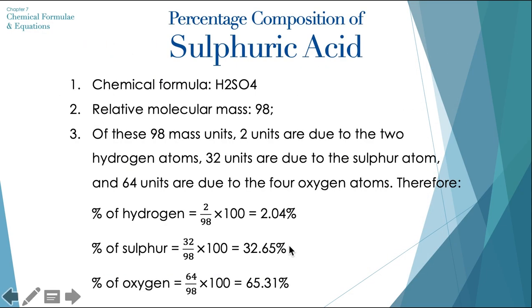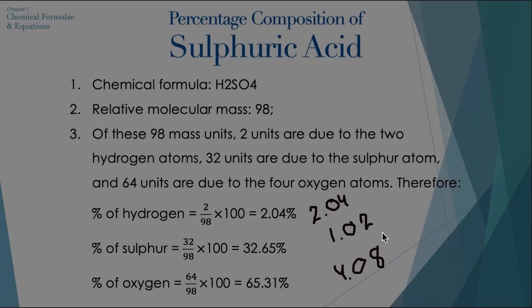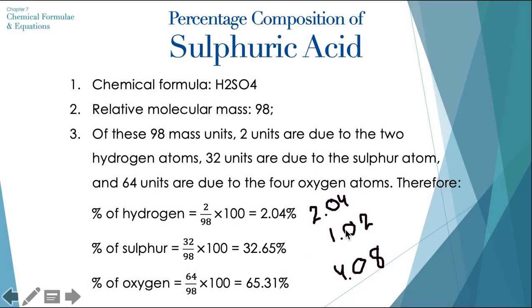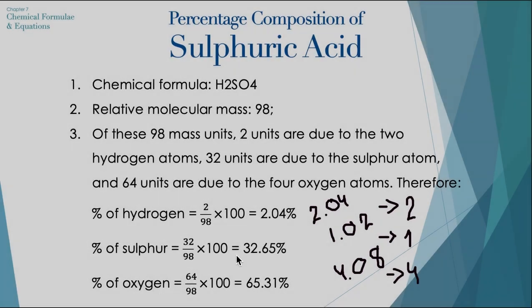I want you to grab a pen and paper and divide these percentages by their atomic masses. Here I've written down all of their answers. Hydrogen is going to be 2.04 again because we're dividing by 1. Sulfur has 1.02 and oxygen has 4.08. As you can see, the smallest number here is sulfur's answer, 1.02. So we're going to divide all of the other numbers, 2.04 and 4.08, by this 1.02. We're going to divide 1.02 by itself as well. And this is what we get.